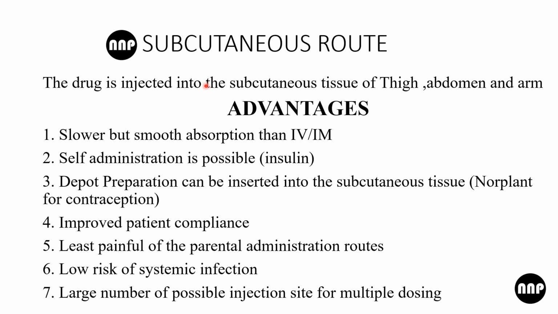Now coming to subcutaneous route, the drug here is injected into the subcutaneous tissue of thigh, abdomen, and arm. Let us see the advantages of subcutaneous route. It has slower but smooth absorption than IV and IM. Self-administration is possible, for example, insulin injections. Depot preparation can be inserted into the subcutaneous tissue, for example, Norplant for contraception. It has improved patient compliance.